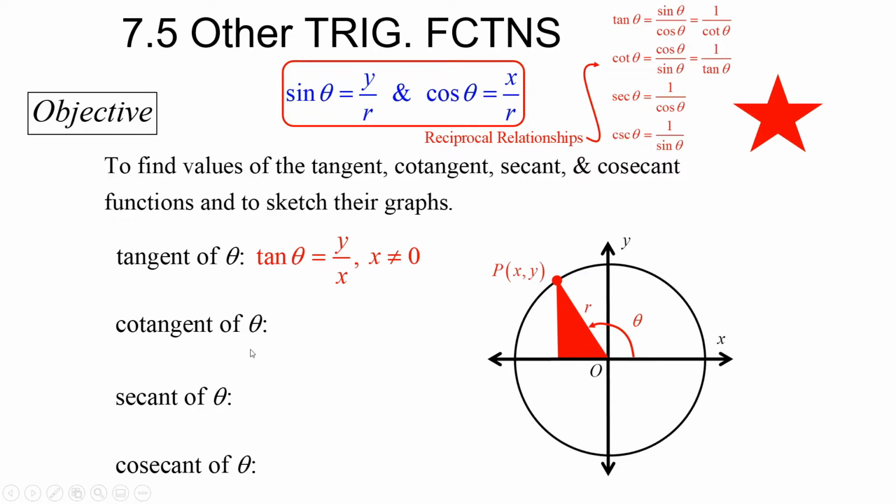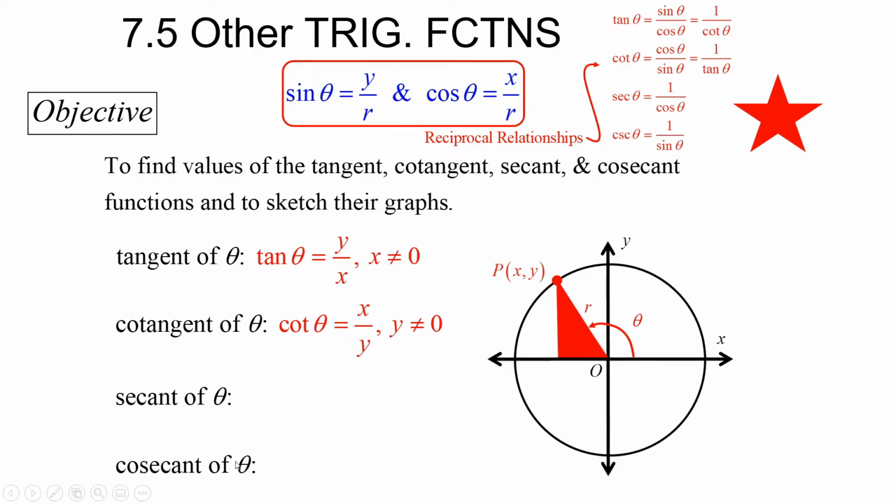Now cotangent of theta. Well, again, you could think of it like this. Cotangent of theta is the reciprocal of tangent of theta, so I could go directly to cotangent of theta being x over y. But most people have it memorized like this: cotangent of theta is cosine over sine, so that would be x over r divided by y over r, where your r's would cancel and give you that x over y. And obviously, we cannot divide by 0, so y cannot equal 0.